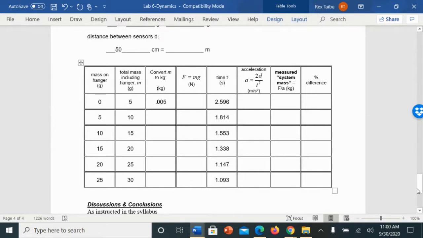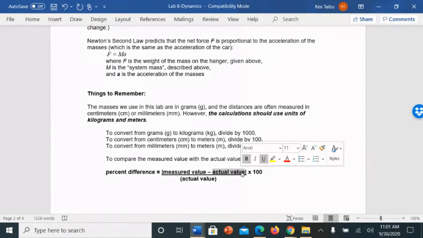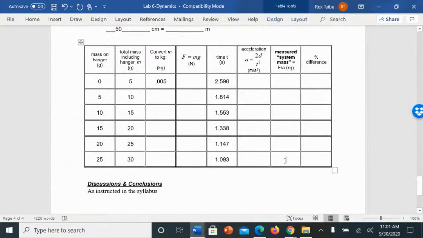And then you find the percentage difference, again using this formula, whereby the actual value is 353 grams. In kilograms, it will be 0.353. The actual value will be the one you measure using a triple beam balance, 353 grams in kilograms, 0.353. And then the measured value will be the one you get here, which is F over acceleration.